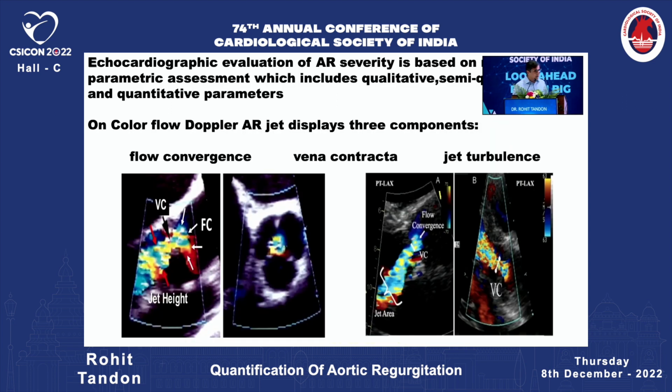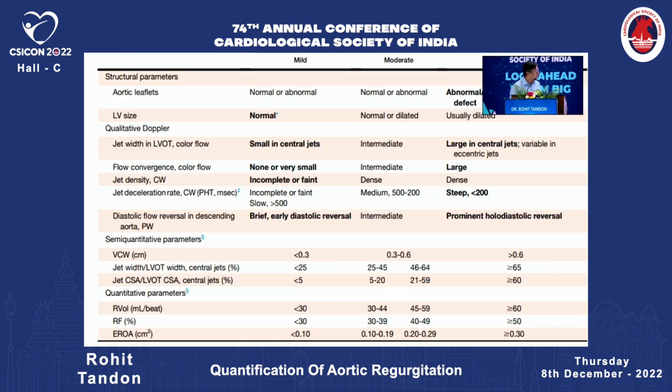So the echocardiographic evaluation of the color jet is based on the flow convergence, vena contracta, and jet turbulence. The flow convergence area is just before the leaflets, which we see when there is convergence of flow. Then the narrowest part as the jet leaves the leaflet is the vena contracta. And then the jet turbulence is assessed, and the same thing can be assessed in the short axis view also. So these are the three components in the assessment of aortic diastolic regurgitation.